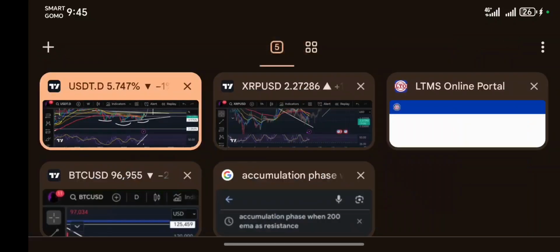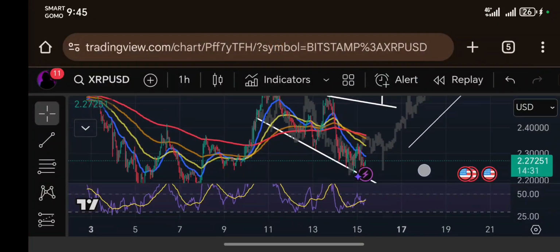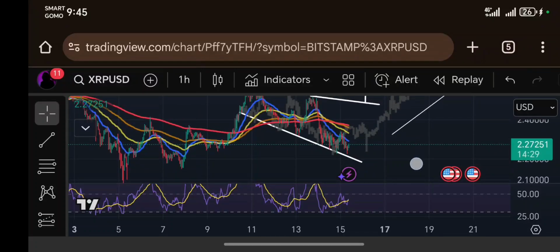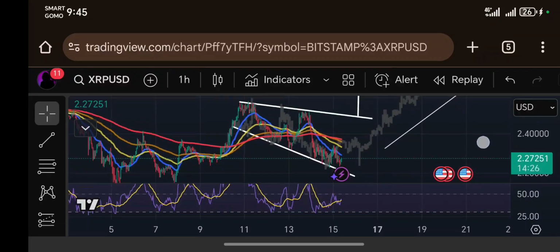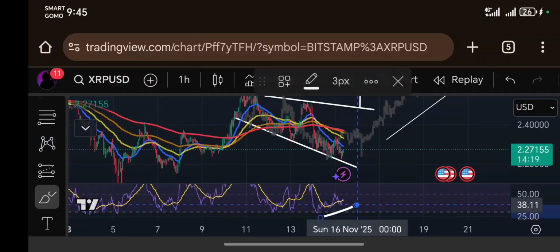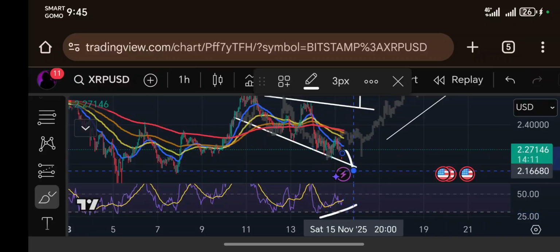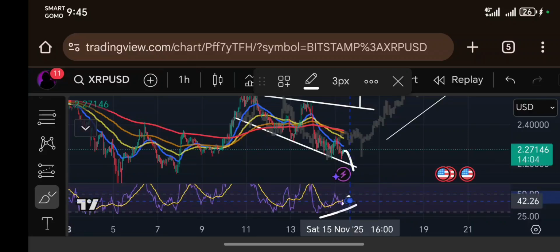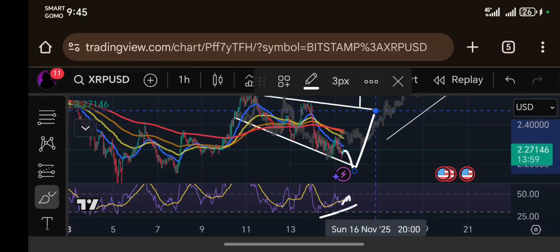Okay, now for the XRP chart, we're still inside this broadening wedge. Okay, we also have this bullish divergence here. It's obvious. Okay, so maybe it can come back down when the US dollar dominance flashes to the upside, and this RSI will go like this, another higher low before it goes to the upside.